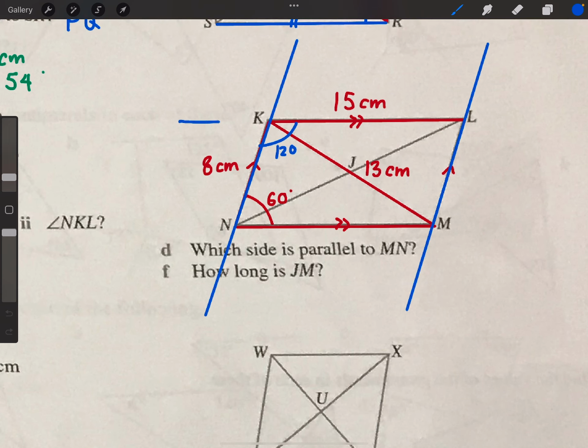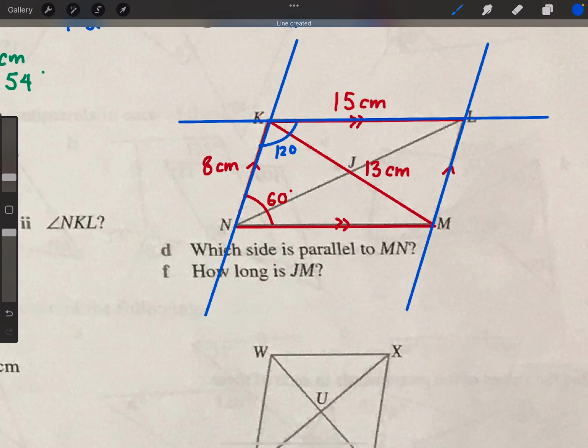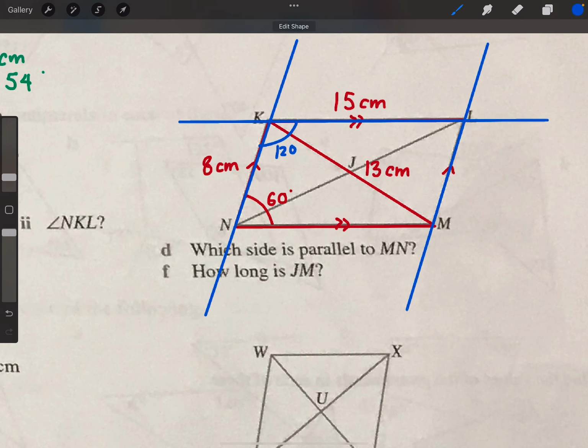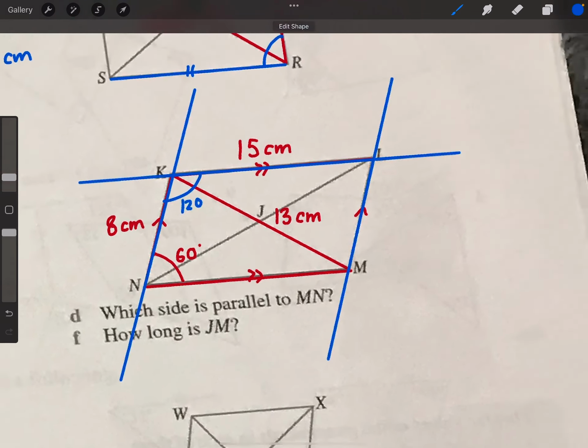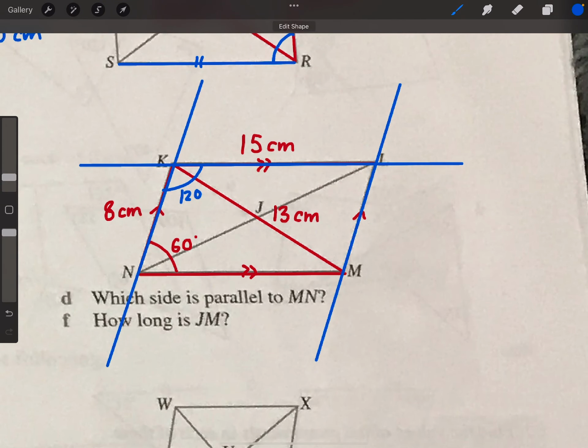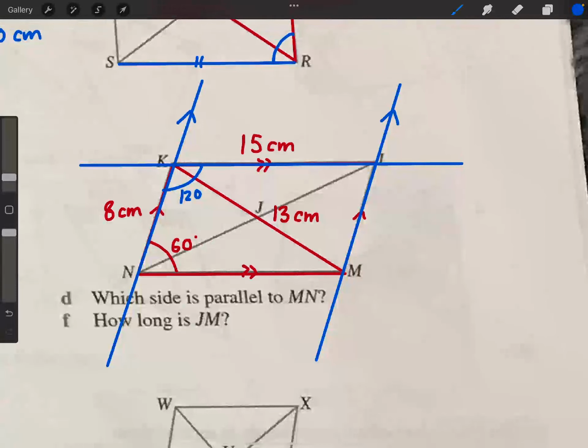And then you have this line, which is now considered to be the transversal line. So you have this setup. You got two parallel lines and a transversal line. So that means that this is an obtuse angle and this one is an acute angle. Obtuse plus acute must equal 180. So if that's 120, this one must be 60.